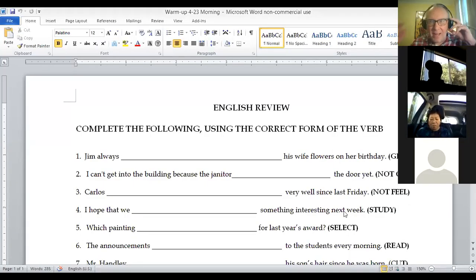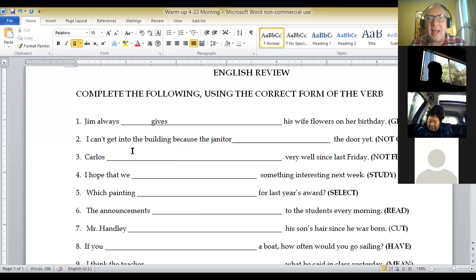All right, everybody can see the verbs on the screen? Yes. Excellent. All right, so the first one has the word always. Always is in general, right? So what can we say? Jim always gives, right? Gives.